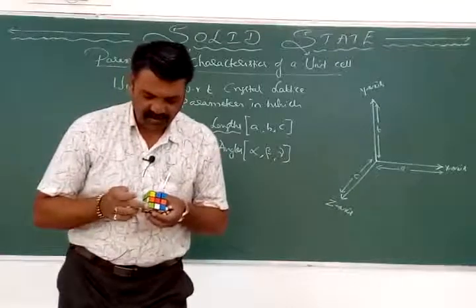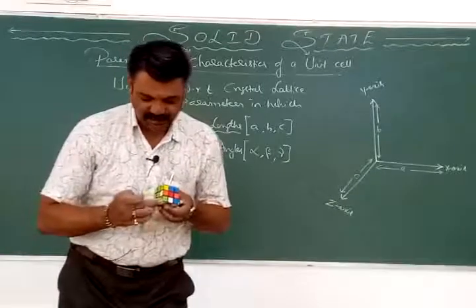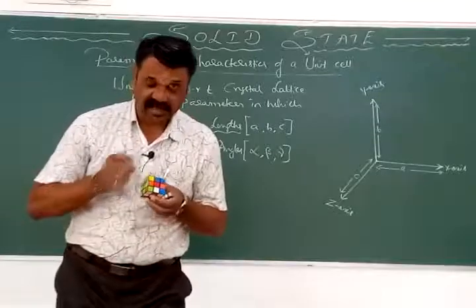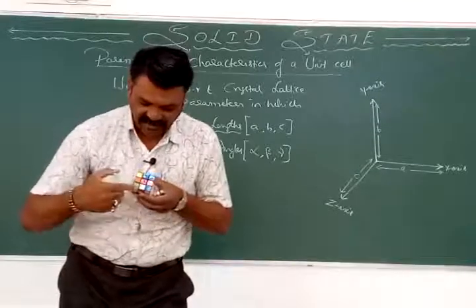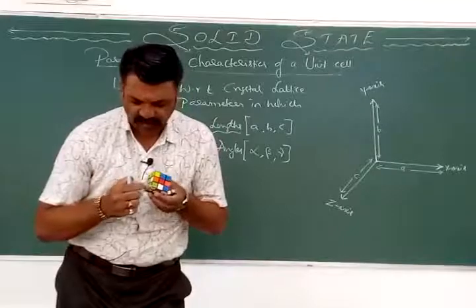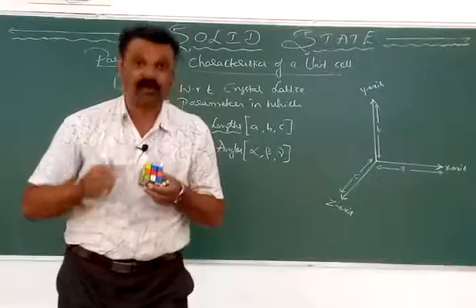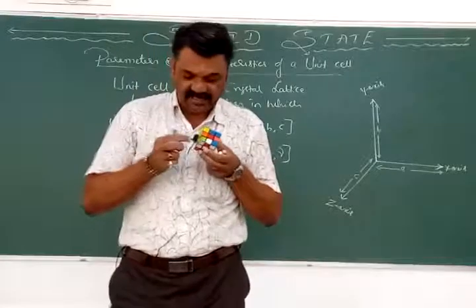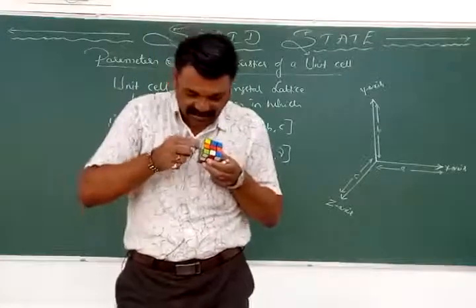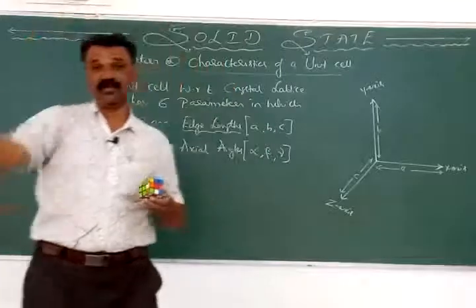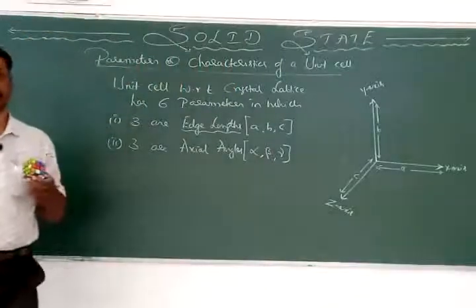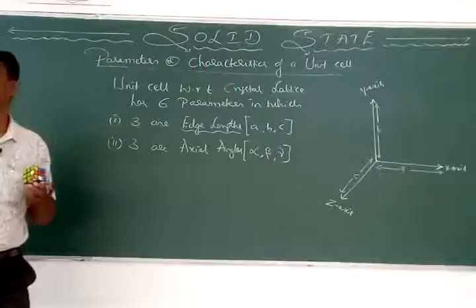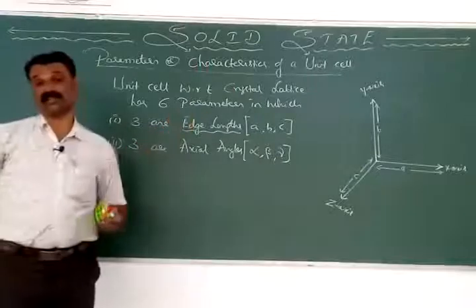Origin here. This is the x-axis, for example, this is the y-axis and this is the z-axis. This edge length is found to be A, this edge length is found to be B and this is the edge length that is found to be C. Means A is the edge length along the x-axis, B is the edge length along the y-axis and C is the edge length along the Z-axis. Those are the first 3 parameters, called the edge lengths.